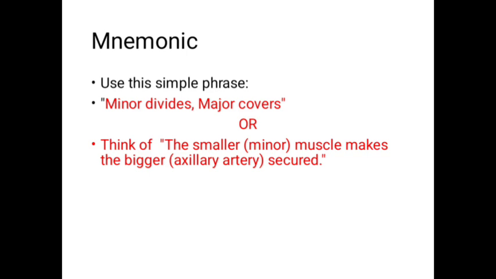The phrase is: minor divides, major covers. So the pectoralis minor is what divides the axillary artery into three parts. You can also think of it as: the smaller muscle makes the bigger secure, which is the smaller for minor, bigger for axillary artery. The smaller muscle, the pectoralis minor, divides the axillary artery into three parts.